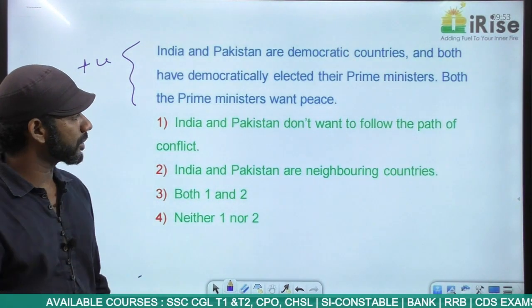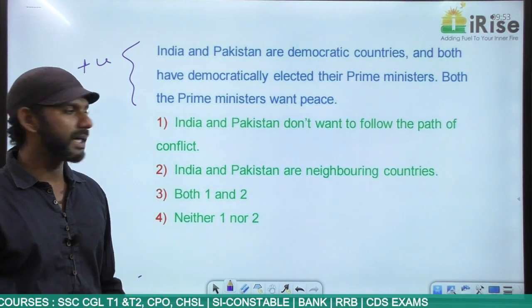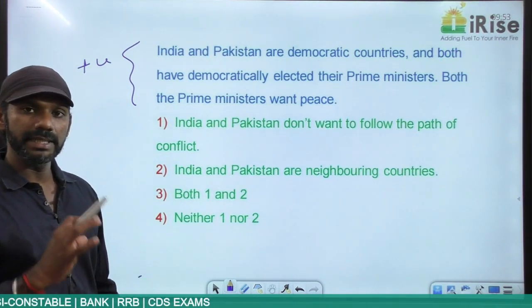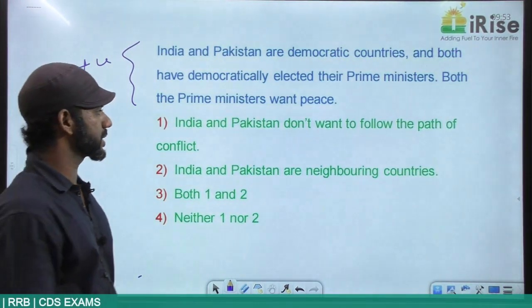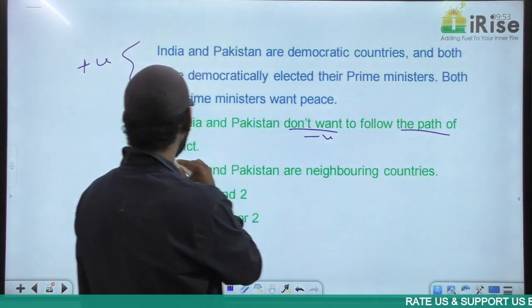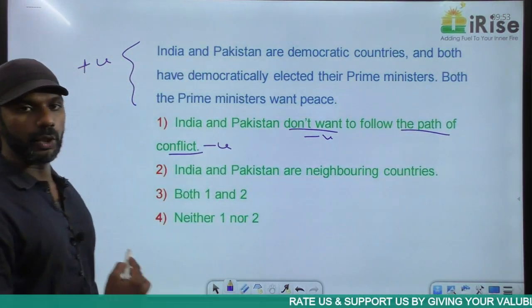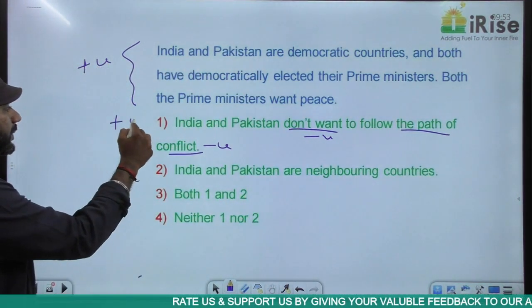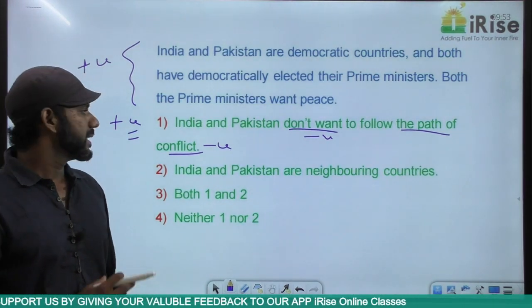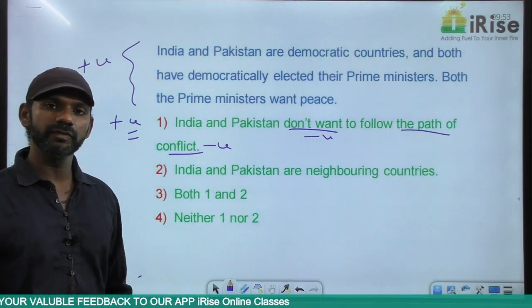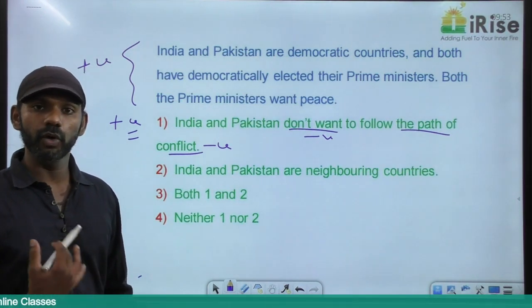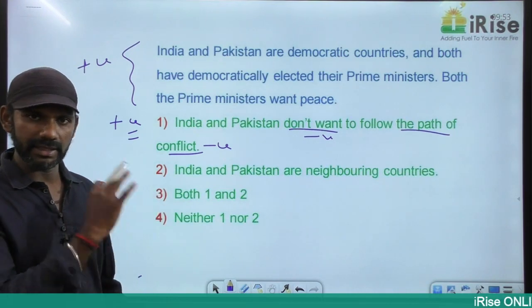Come to the first option. India and Pakistan don't want to follow the path of conflict is positive because of double negation. Don't want is negative. The path of conflict is also negative. Two negative terms coming together, double negation becomes positive. We cannot miss any concept in fact. India and Pakistan don't want to follow the path of conflict means India and Pakistan want peace. Leave it there. I'll come back to it.